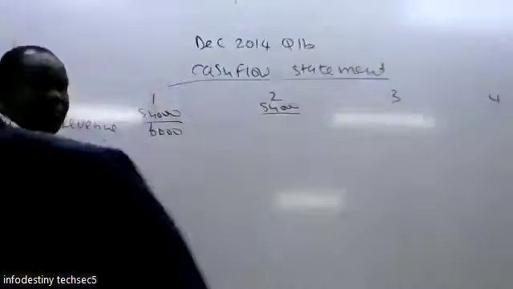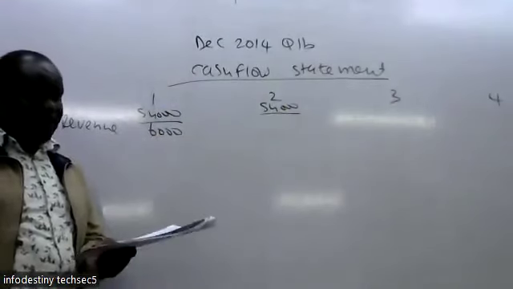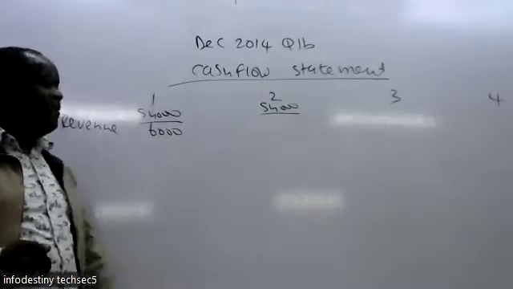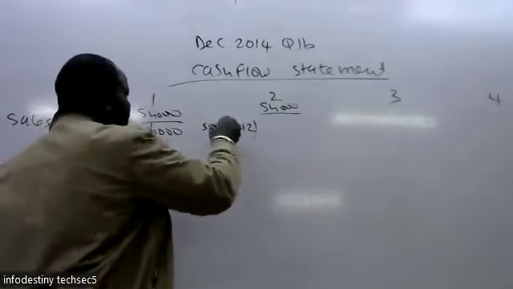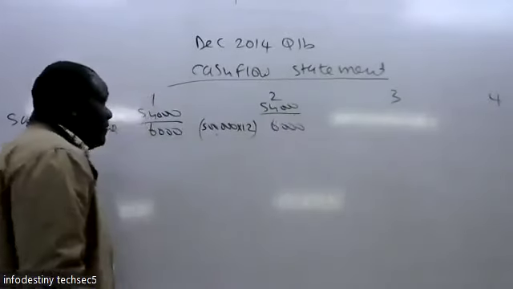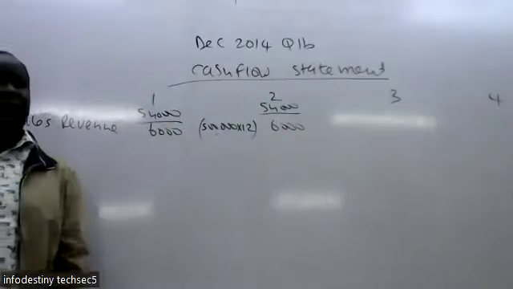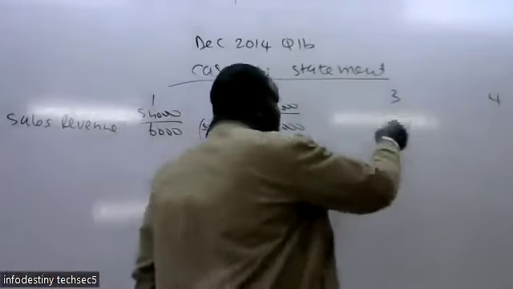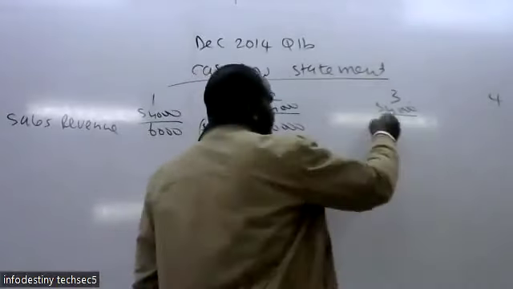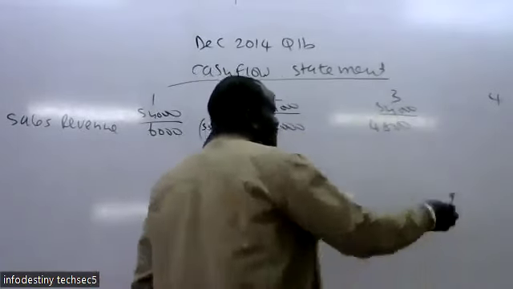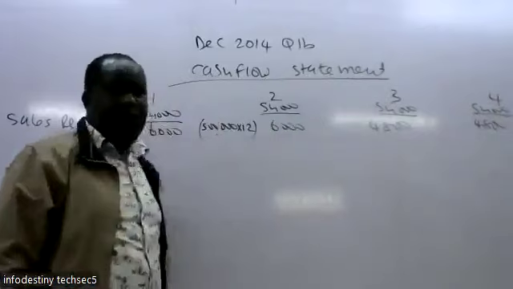The same case for year two, because the capacity is still the same: 500,000 units, and the selling price per unit is 12. So it will still be 6 million, like the first one, but with three zeros at the top. Then when you go to year three, there are 400,000 units. When you take 400,000 units multiplied by 12, we get 4.8 million. How about year four? It is still the same figure because the units are still the same. So that now will be for the sales revenue.